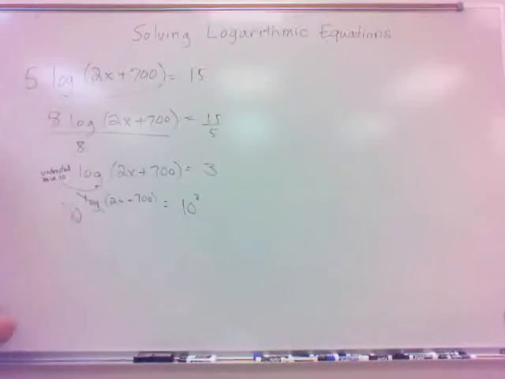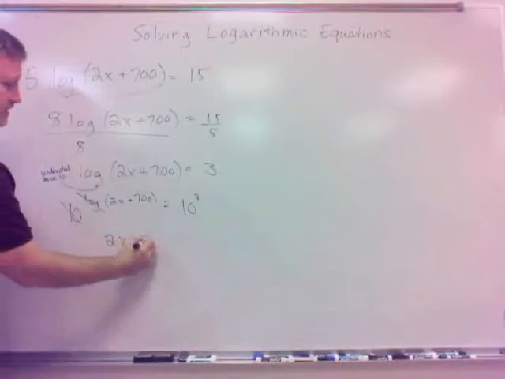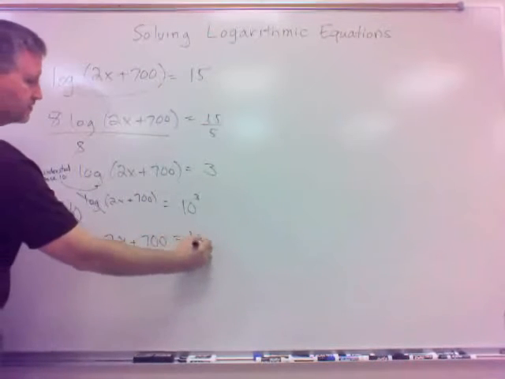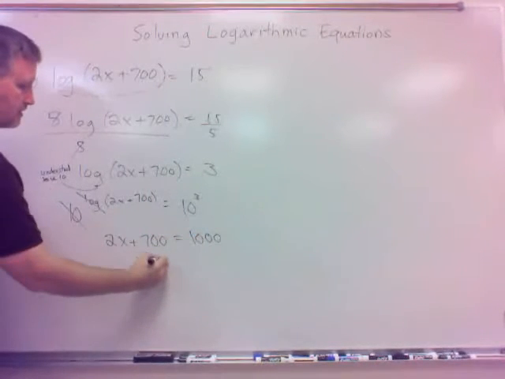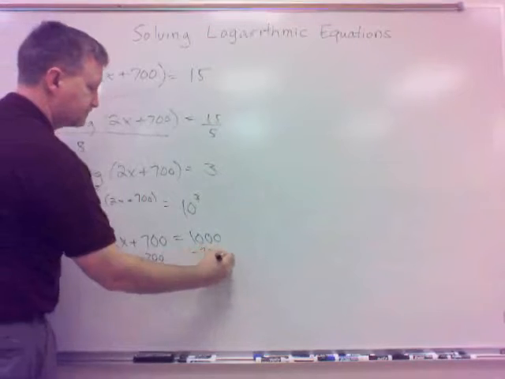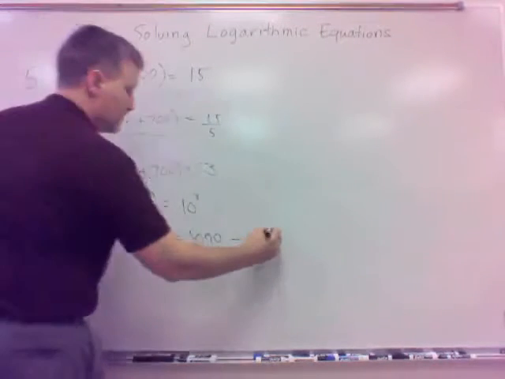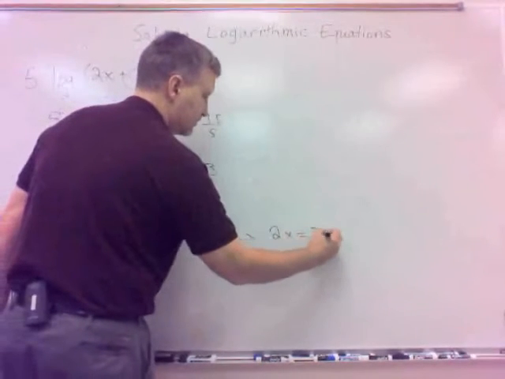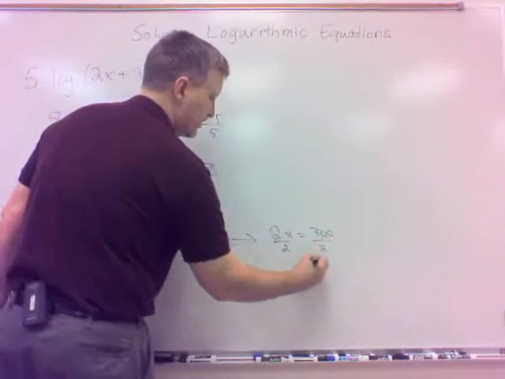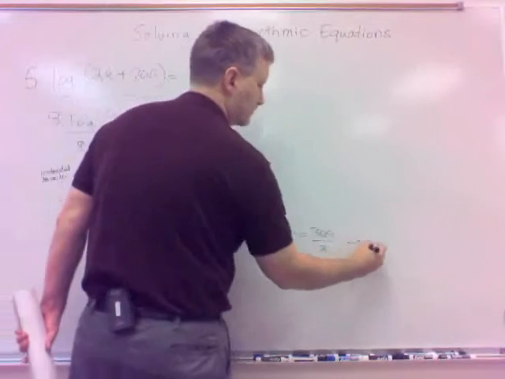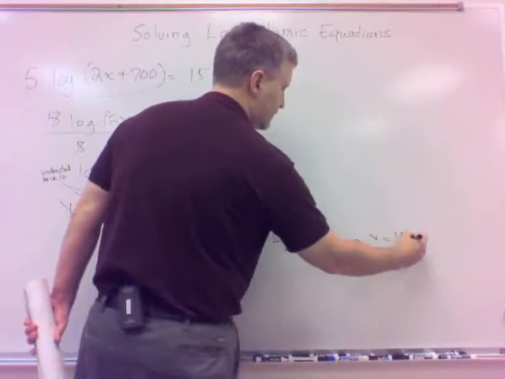Then 10 and that log cancel out. So I have just 2x plus 700 equals 1,000. Subtract 700. So that'll be 2x equals 300. Divide by 2, and we got x is 150.